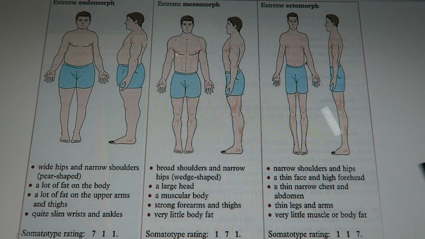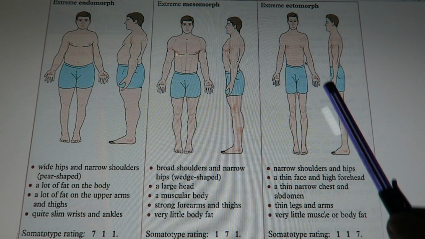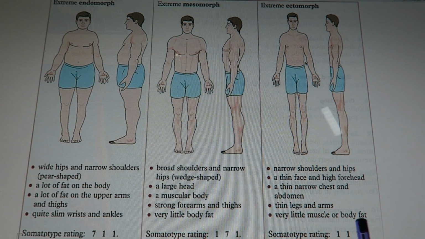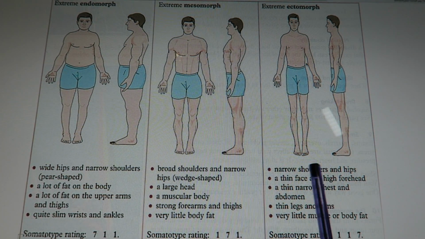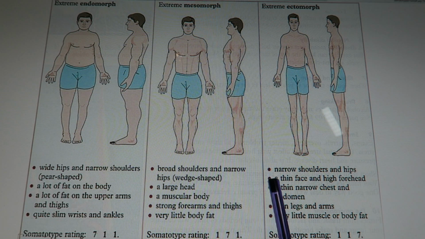As you can see here, it says narrow shoulders and hips, thin face, high forehead, thin and narrow chest, okay, thin legs and arms, very little muscle or body fat. So this is the ectomorph, okay, the 40-40-20. 40% carbs, 40% protein and 20% fats.